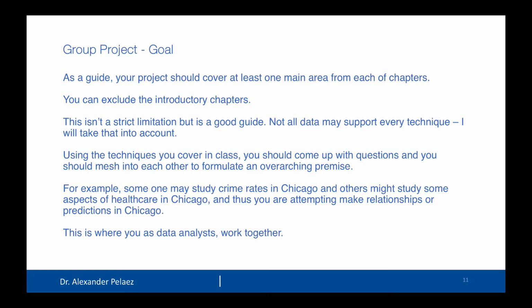So, for example, you may want to study crime rates in Chicago, and others may want to study some aspects of healthcare in Chicago. So you're attempting to make a relationship between predictions in Chicago between healthcare and crime rates. This is where your group begins to work together.